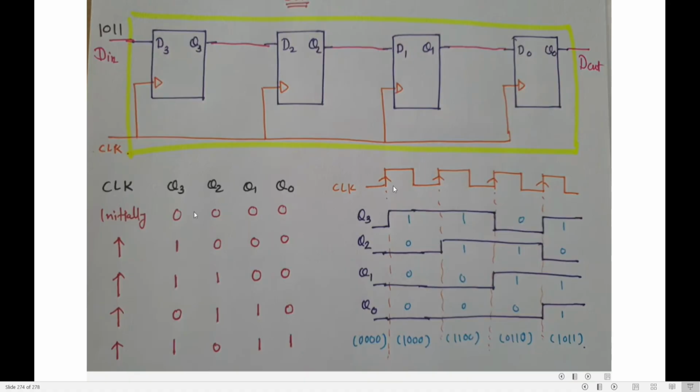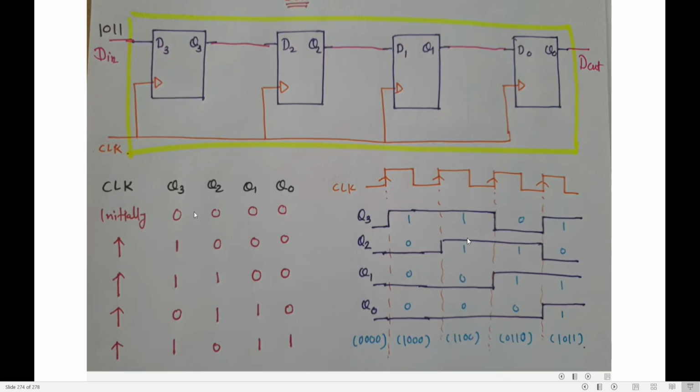See the graph, clock. It is a sequence of clock pulses. Now what is Q3? 1, 0, 1, 1, 0, 1, 0, 1, 1, 0, 1. What is Q2? 0, 0, 1, 1, 0.